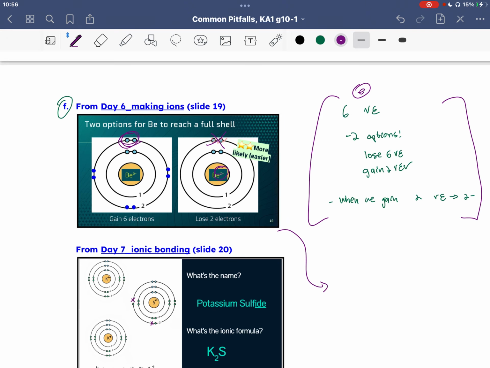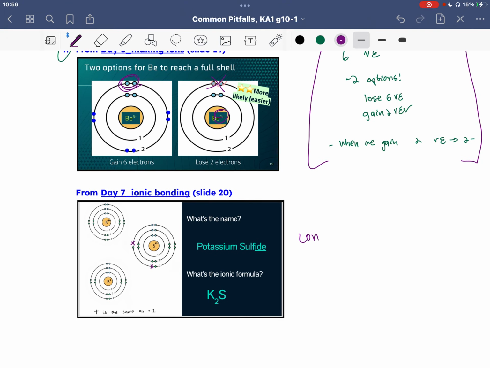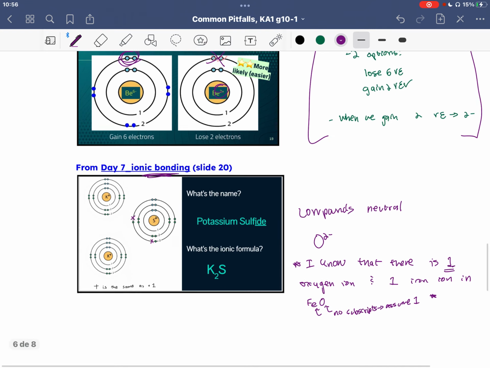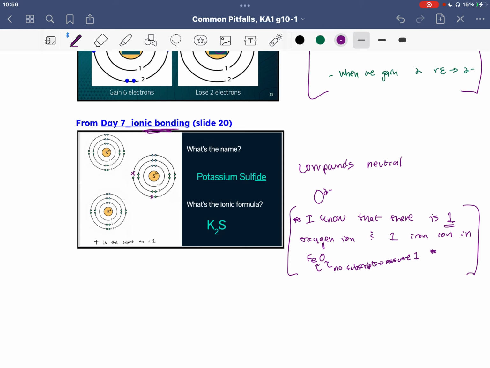You also could have said, okay, I know that I'm forming a compound, and I know that compounds are neutral, just like we saw in the ionic bonding day. So you could have said, I already established that I have O2 minus. I know, this was a point that some of us missed, I know that there is one oxygen ion and one iron ion in FeO, because if I have no subscripts, I assume 1. I think some of us made this assumption, but you didn't make your thinking explicit. I can only grade what I see, right? So that's not always the case. I could have K2S, for example, but in this case, I know there's only one of each. So if I have an O2 minus, well, Fe needs to be 2 plus to form a neutral compound. So either of those would have been acceptable.